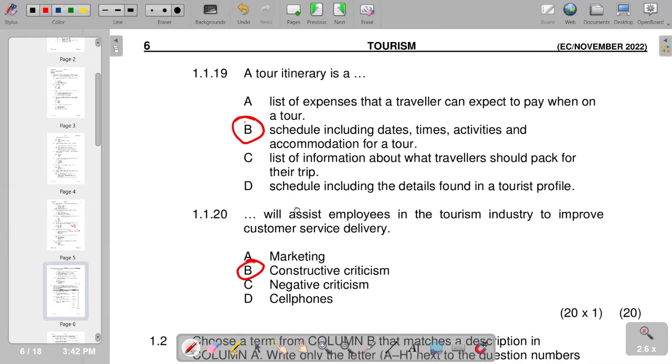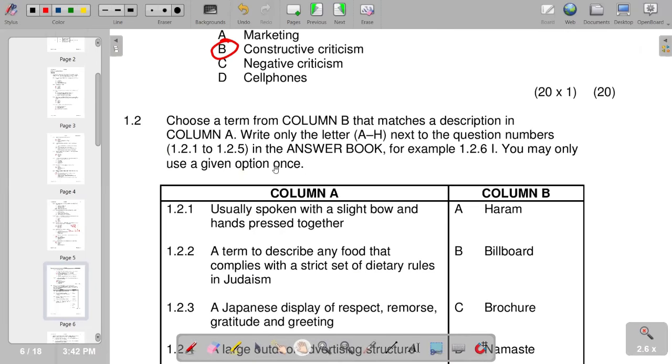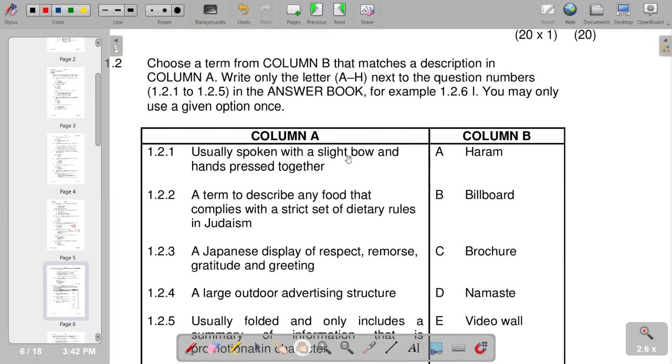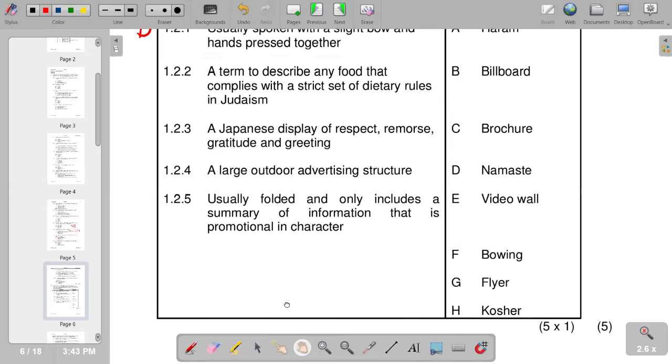So with that, we move on to the next section, whereby you have to choose a term from column B that matches a description in column A. So first, a description usually spoken with a slight bow and hands pressed together. We have the answer that we have on D. A term to describe any food that complies with a strict set of dietary rules in Judaism. We have got kosher, which we are having on H.